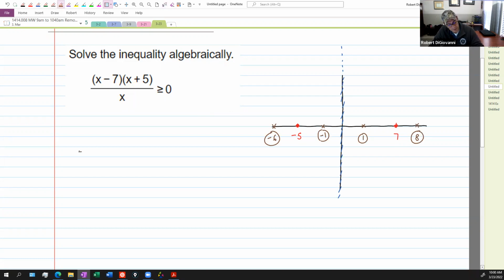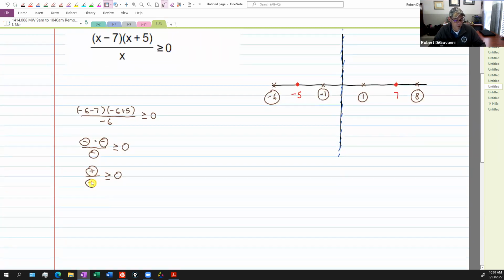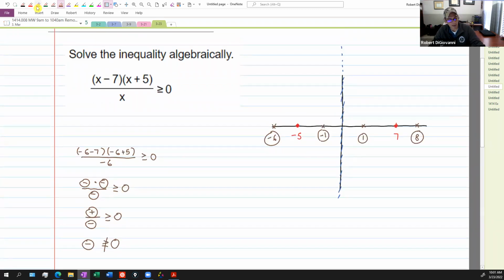So if I plug in -6, I get -6 minus 7, and I get -6 plus 5, and then over -6. And I'm checking to see if it's bigger than or equal to 0. So I get a negative here times, and then this is a -1, so another negative, and then over -6, which is negative. And 2 negatives on top multiply to be positive, and on the bottom negative. And I know that a positive over a negative is negative, and a negative is not bigger than 0. So that would tell me that everything to the left of -5 doesn't work.